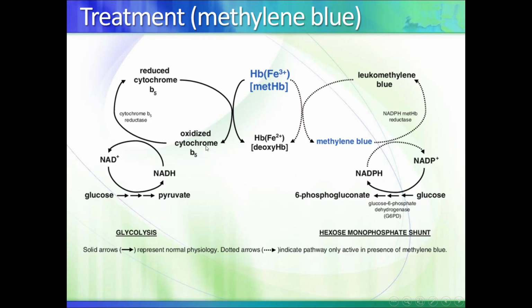Now, if there is a problem with this enzyme, if there's a mutation in this enzyme, and these patients are given methylene blue, it is converted into what is known as leukomethylene blue by another enzyme, and this requires NADPH. NADPH comes from the hexose monophosphate shunt that converts glucose to 6-phosphogluconate. So leukomethylene blue would function similar to the reduced cytochrome, helping in the reduction of iron from the ferric to the ferrous state.